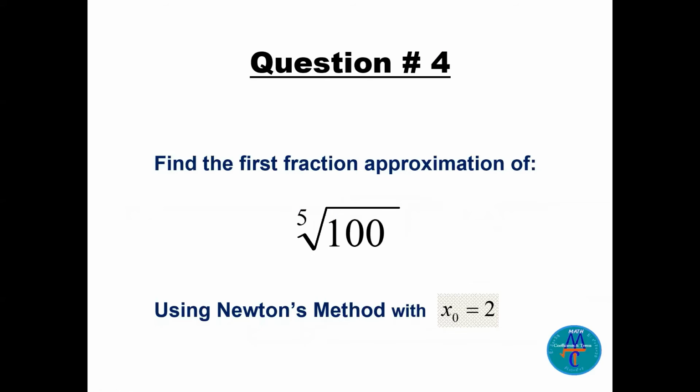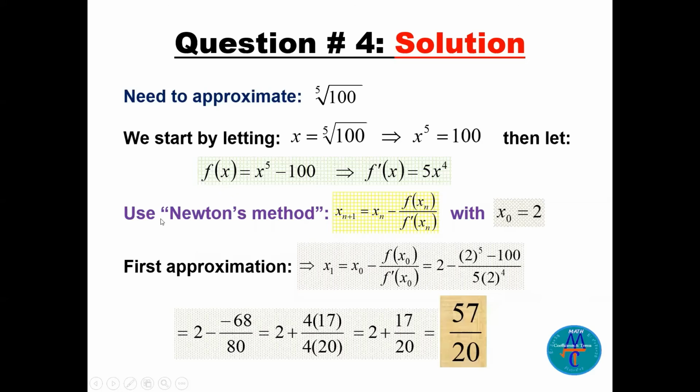Now another nice question here. Find the first fraction approximation of fifth root of 100. Also use Newton's method with x sub 0 is equal to 2. Same idea. Let x is equal this. Now raise both sides to power 5. So x to the power 5 is equal to 100. So now we can take the function x to the power 5 minus 100. Find the derivative 5x to the power 4. And then take the Newton's method. We need the first approximation.